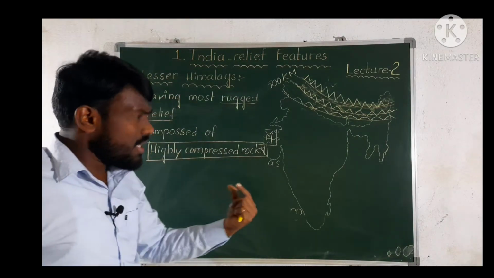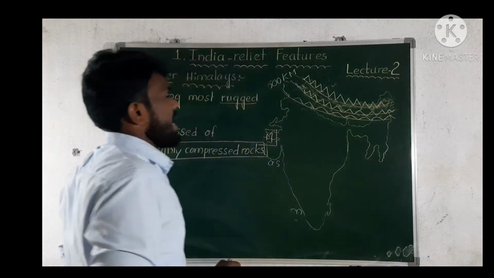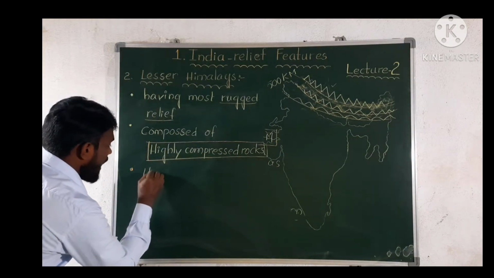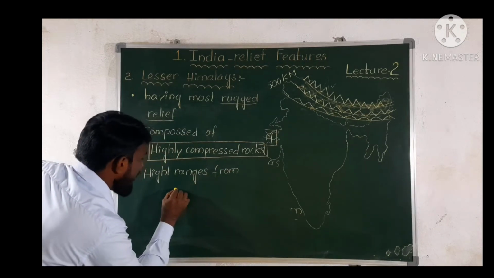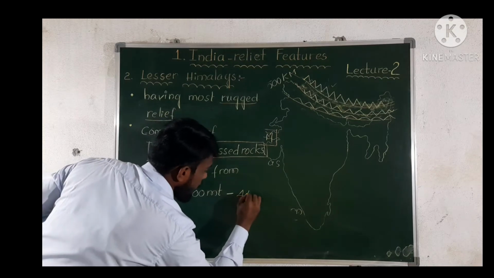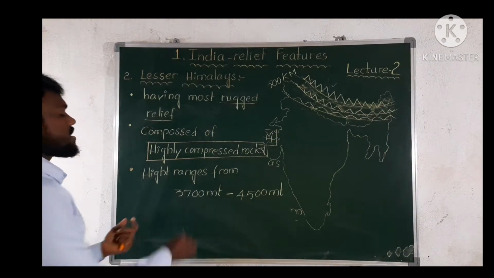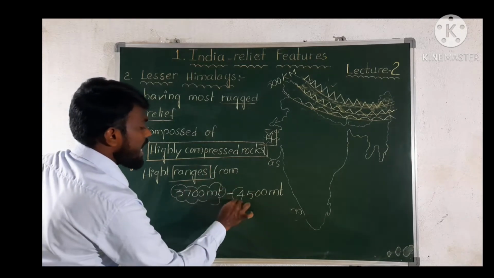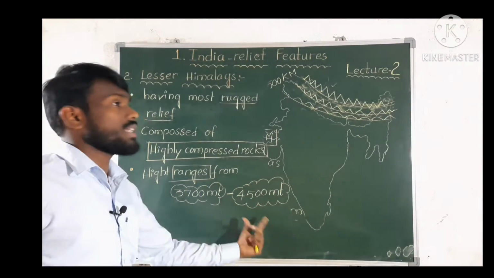The height of the Lesser Himalayas ranges from 3,700 meters to 4,500 meters.